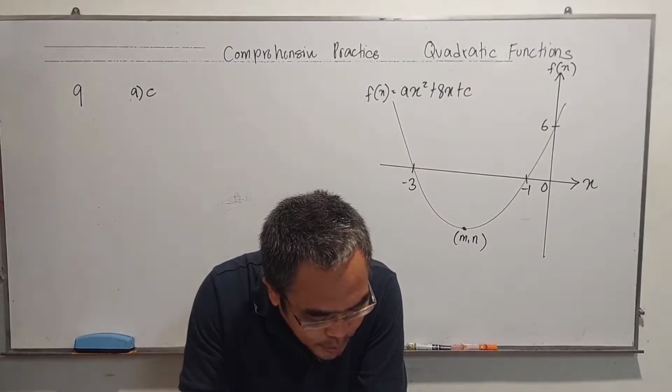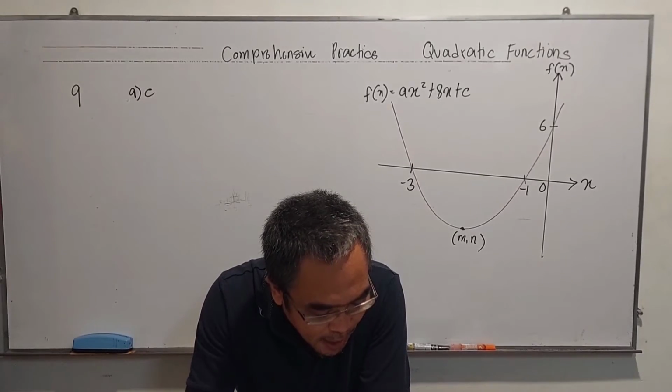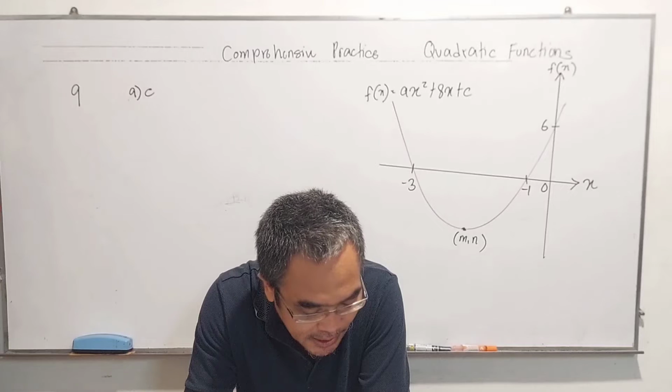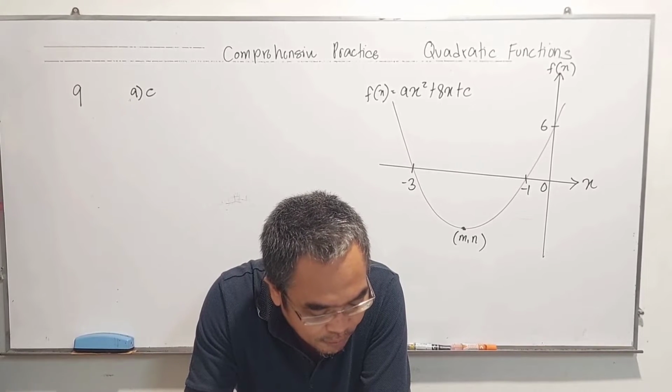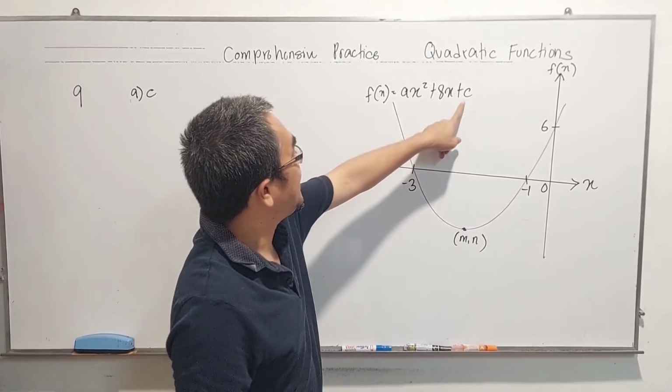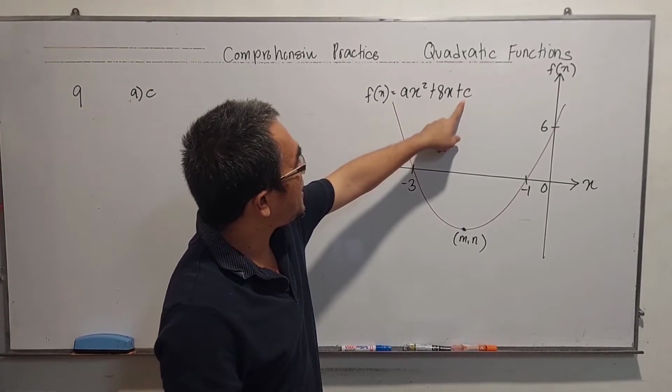The diagram shows the graph of the quadratic function f(x) equals ax squared plus 8x plus c. Calculate the value of each of the following. A is the value of c. C is here. So how to find c?